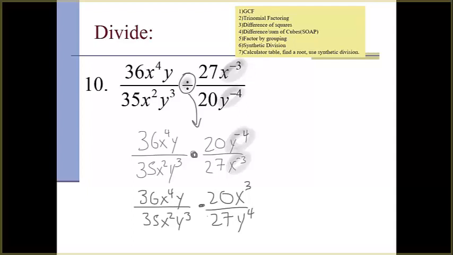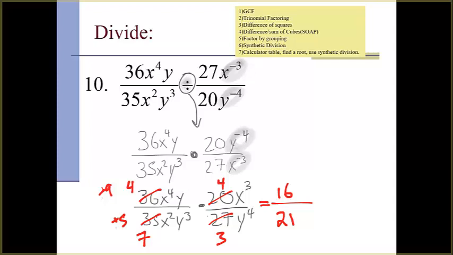So it's for a different rule. But now what we're going to do is our cross cancel. So I notice that 36 and 27 are both divisible by 9, so I get 4 and I get 3. I also notice that 35 and 20 are both divisible by 5, so I get 7, and I get 4. So since the numbers are done, I get 4 times 4, which is 16. I get 7 times 3, which is 21.